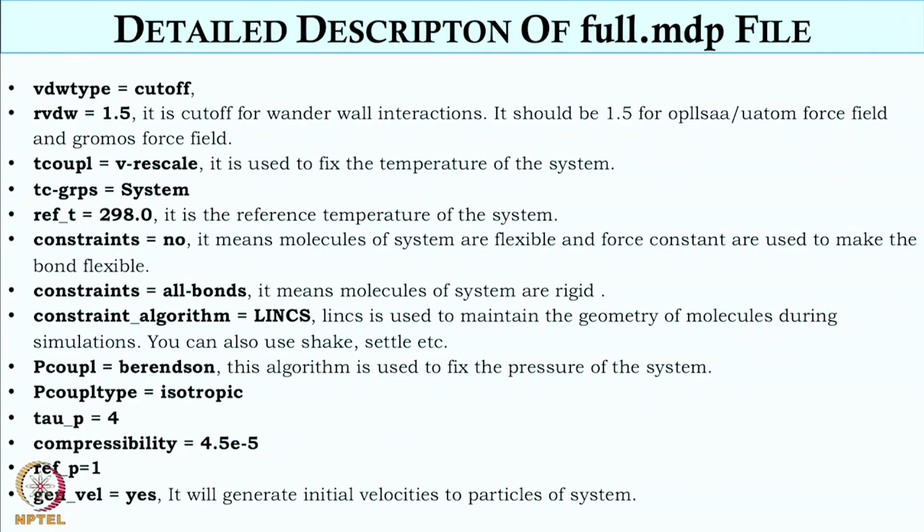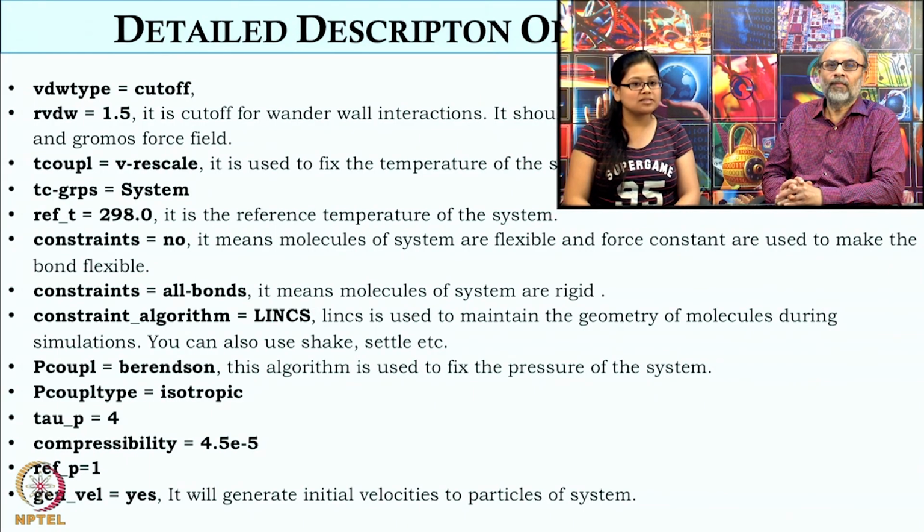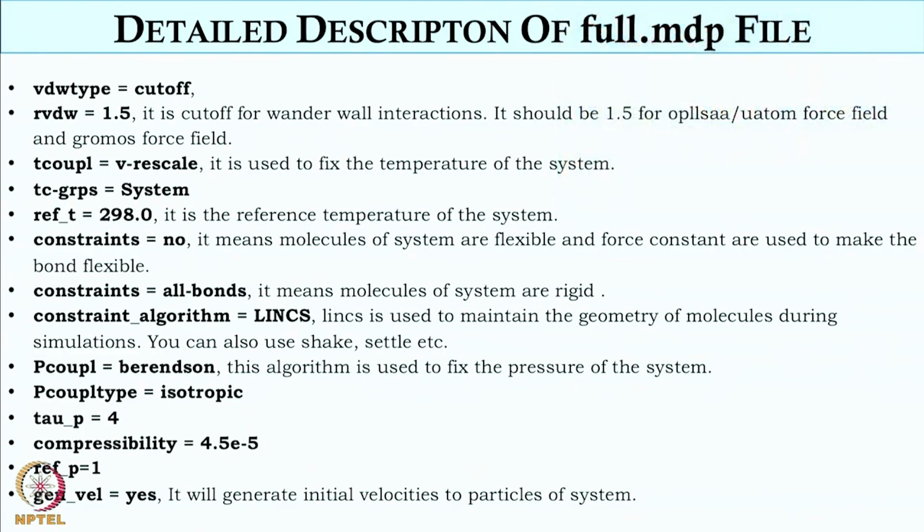And then there is P couple, that is Berendsen. So we are using pressure coupling. The Berendsen algorithm is being used, and P couple type is isotropic. That is it is taking the system as isotropic. Then tau P is the pressure coupling constant, which is used as 4 picosecond. Then compressibility is 4.5, in per bar, inverse bar. Then reference pressure is 1 bar. And gen velocity means it will generate velocity using the Maxwell-Boltzmann distribution. So these are the parameters that are specified in the MDP file.